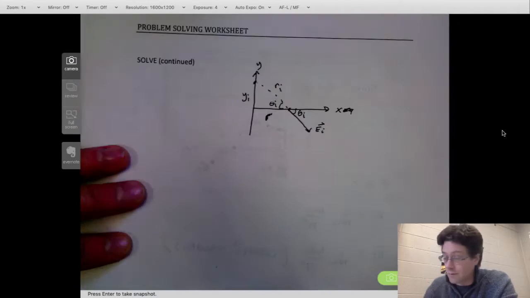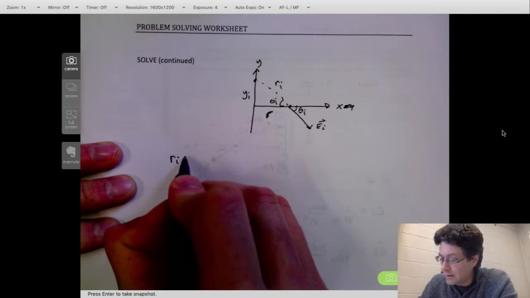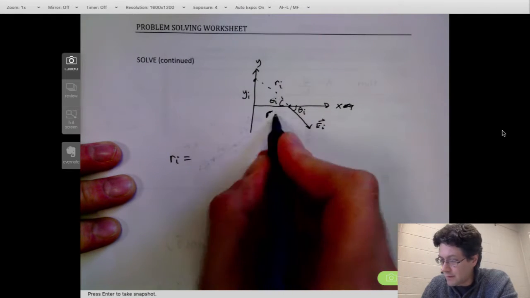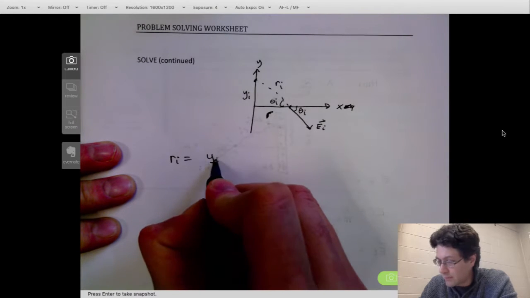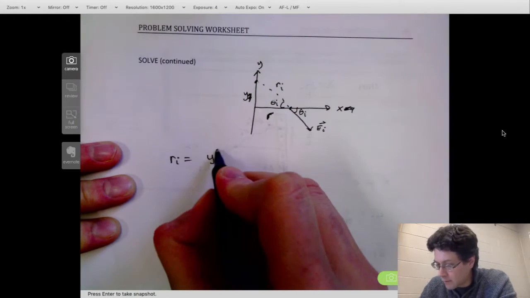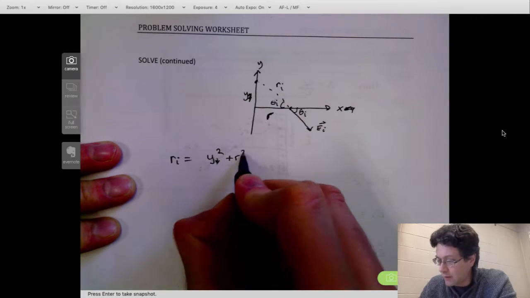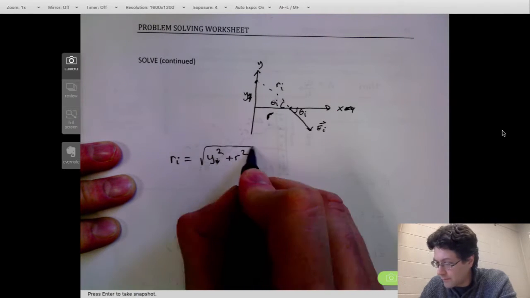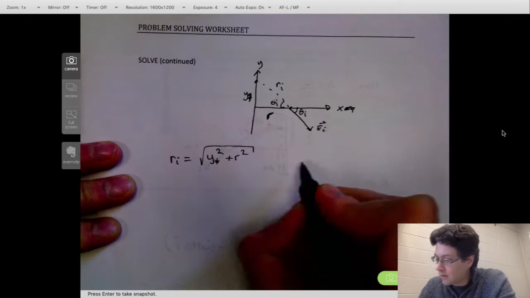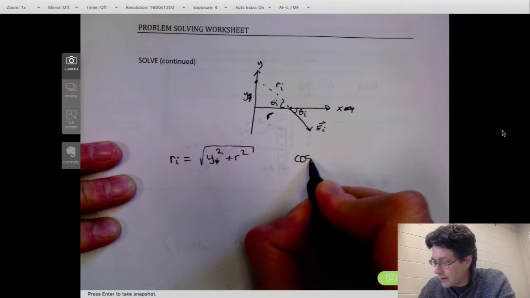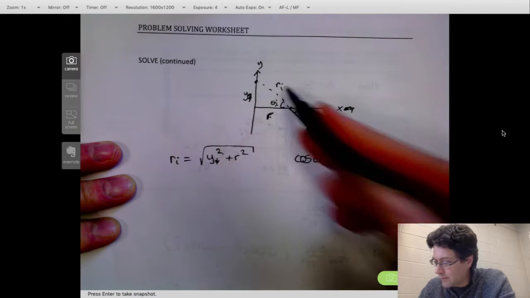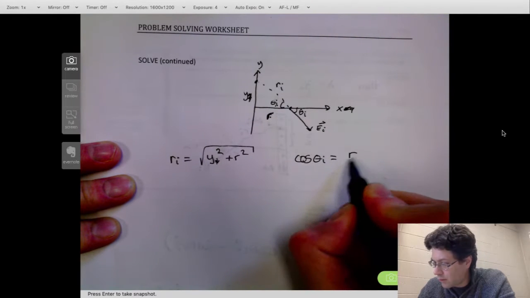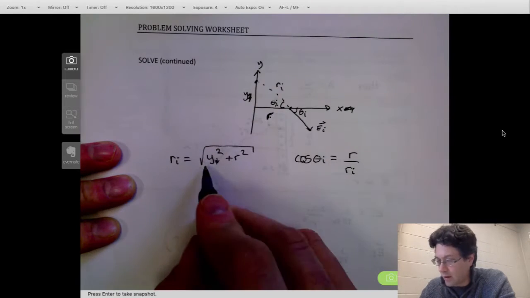Okay, so then let me write, for example, Ri is the hypotenuse of this triangle, so Ri is, let me just call this y, not yi, the square root of y squared plus r squared. While cosine of theta I, which is what I'm going to really need, is the adjacent side over the hypotenuse, so it's r over Ri, with Ri given by that.